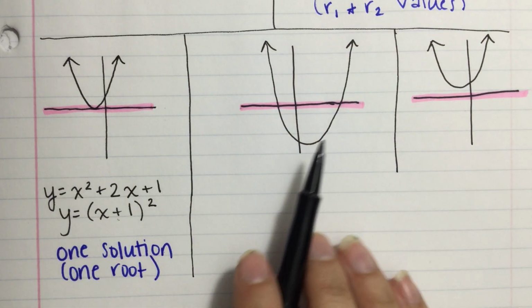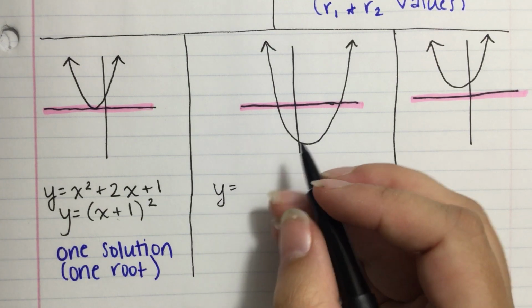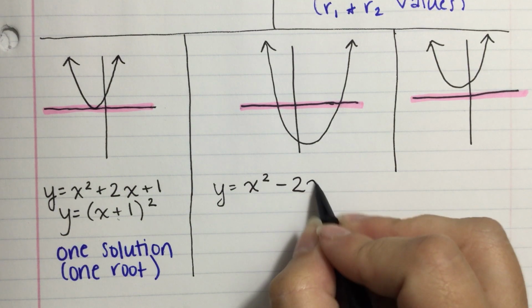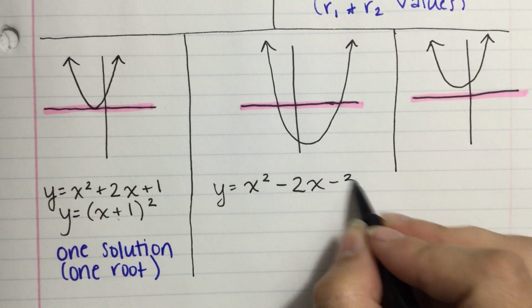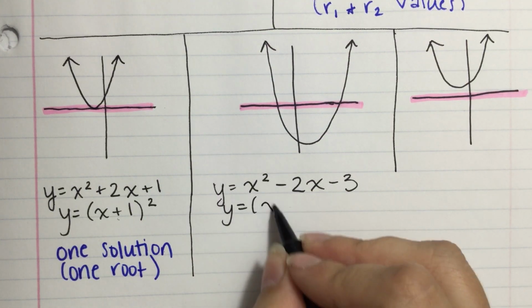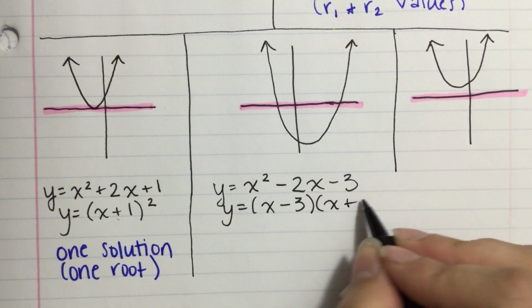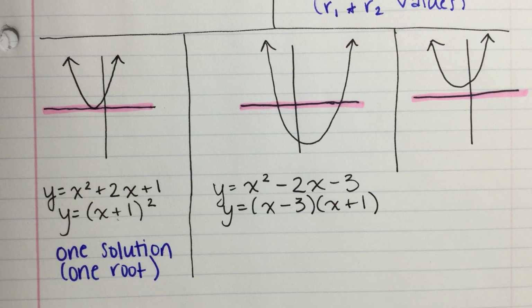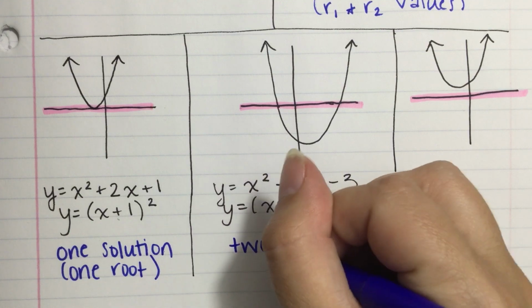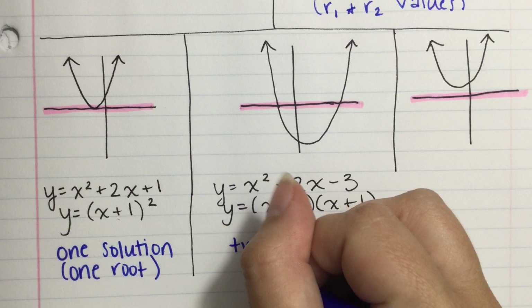Okay, moving on to the second one. This is the one that we probably work with most in class. So let's say that we have an equation, and again, it's not drawn to scale, but the equation for this line would be y equals x squared minus 2x minus 3, and that can be factored to give us the equation y equals the quantity of x minus 3 times the quantity of x plus 1. Here we have two solutions. There's 2 points at which it intersects my x-axis, so there are 2 solutions. Or in other words, 2 roots.